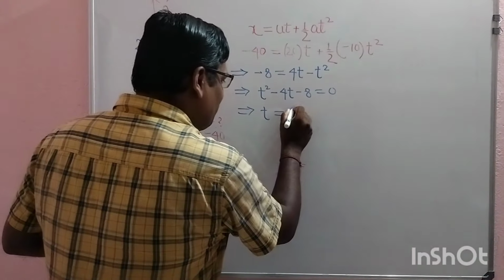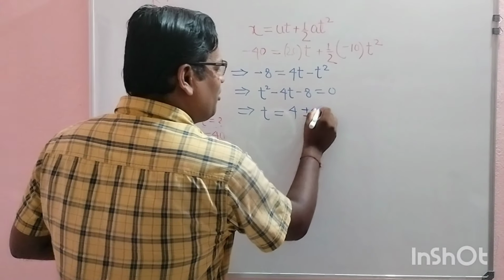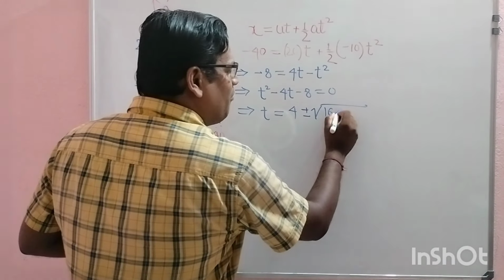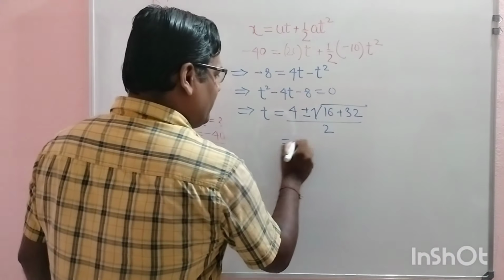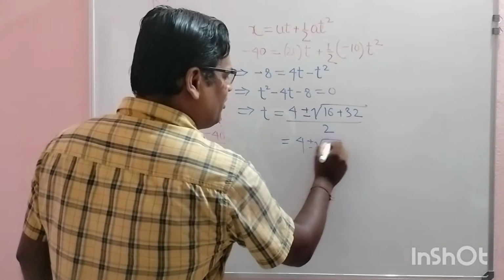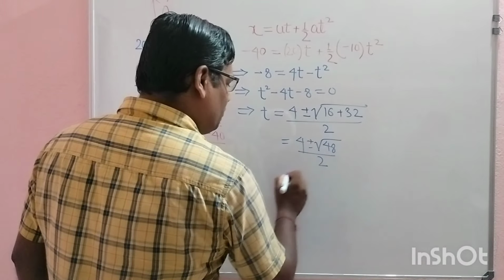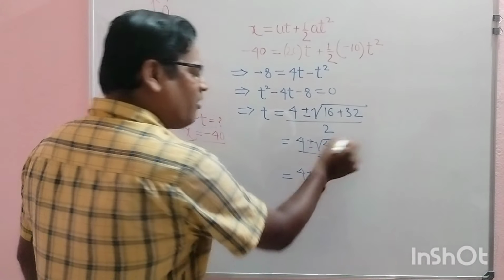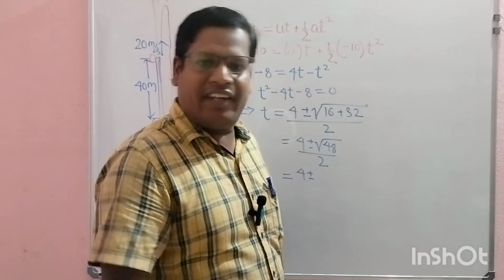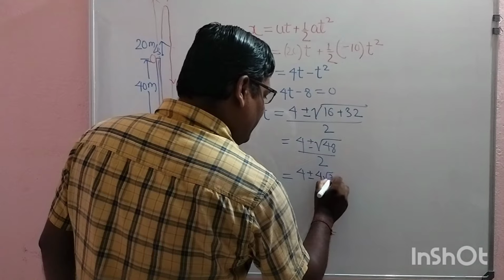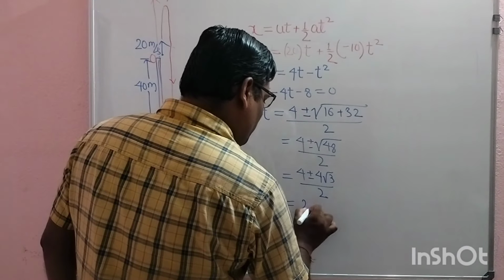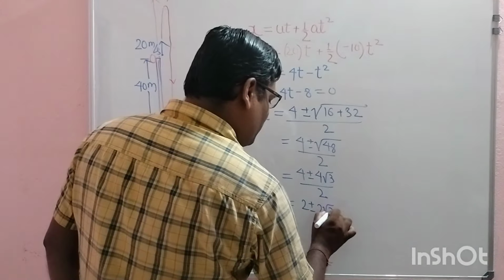So let me use that. Minus b plus minus root over of b square minus 4ac by 2a. So this is 4 plus minus root 48 by 2. This is 4 root 48. 48 means it is 16 into 3. So 16 into 3. Take 16 out of the root. So this is 4 root 3 by 2. This comes out to be 2 plus minus 2 root 3.